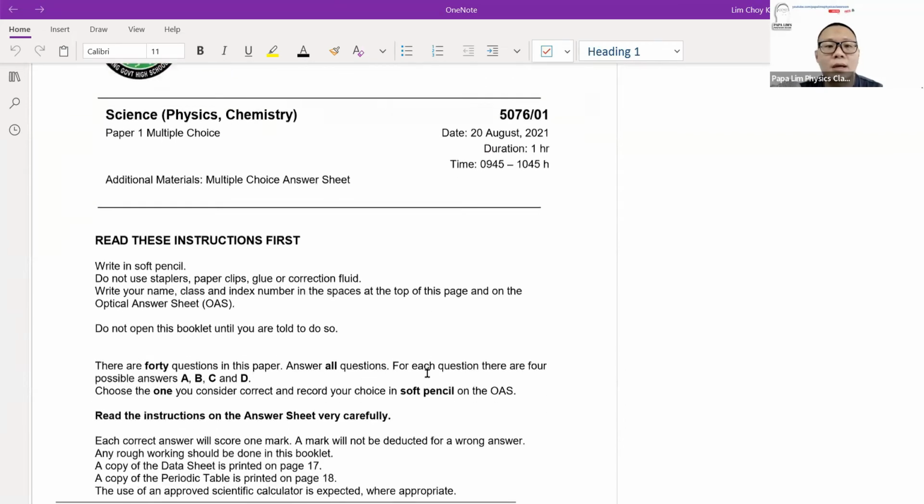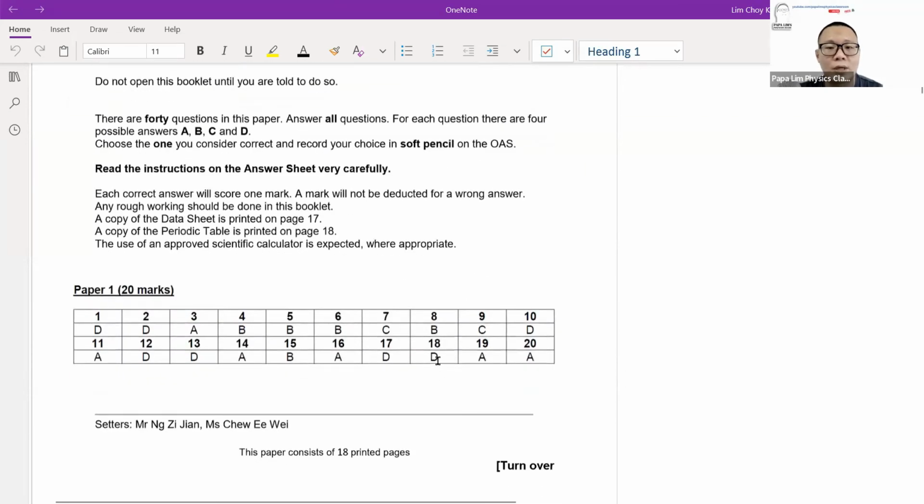If you have done it, I will flash the answers for the MCQ. You might want to pause the video here, then check your answers to see which questions you got wrong. After that, zoom in directly on that particular question. This paper is quite interesting actually.